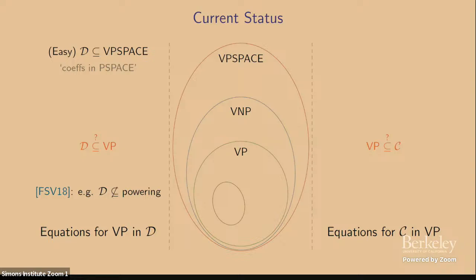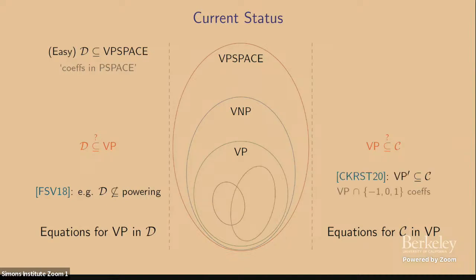I think this is an overkill. You should not need P space. It's an exponentially large system, but it has a lot of structure, and we should be able to do better. So these are the results on that side.